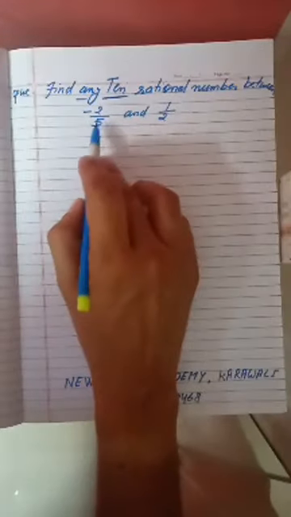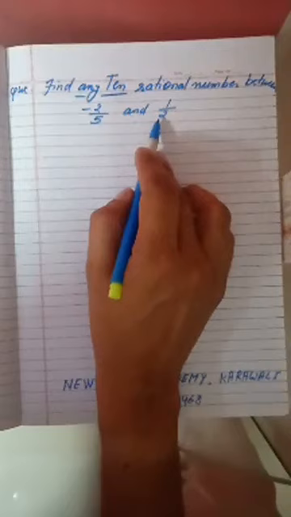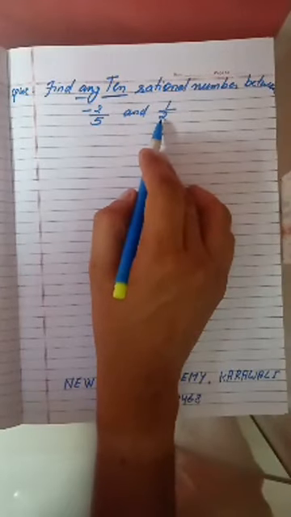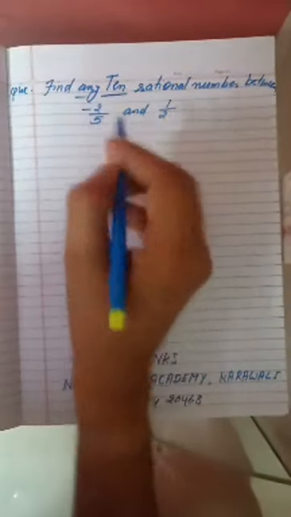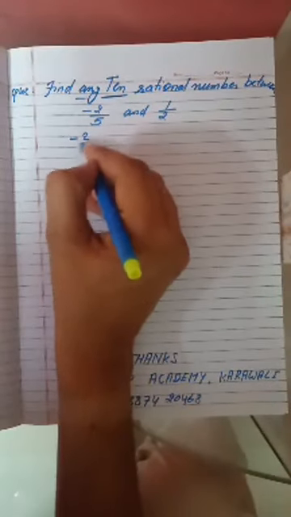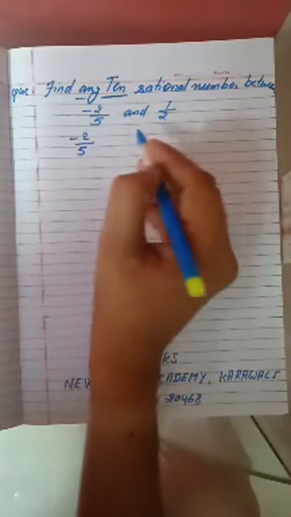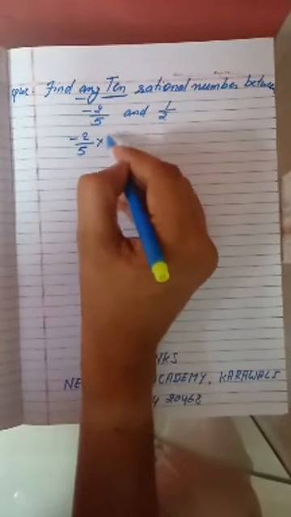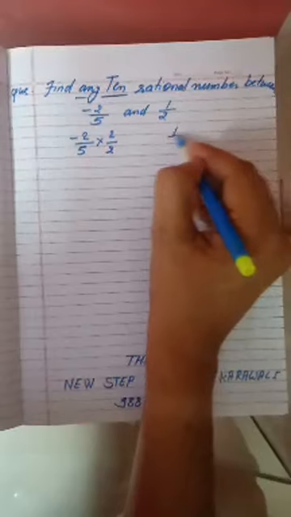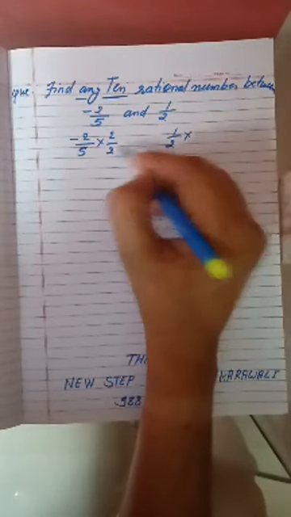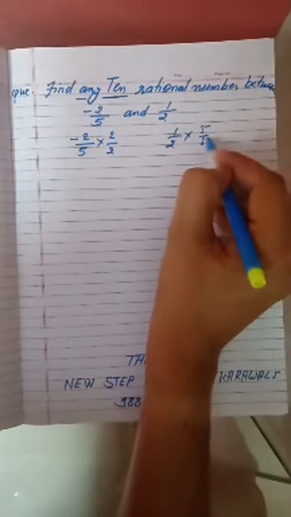You have to find any 10 rational numbers between these two numbers. The numbers are -2/5 and 1/2. Okay, first of all you have to make the denominators the same. So this is -2 divided by 5, multiply with 2 and divide by 2. Another number is 1/2, multiply with 5 and divide by 5.